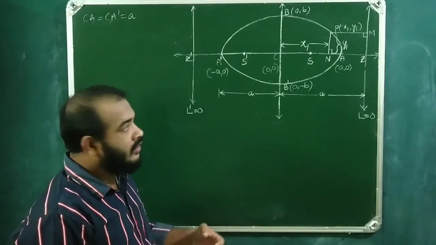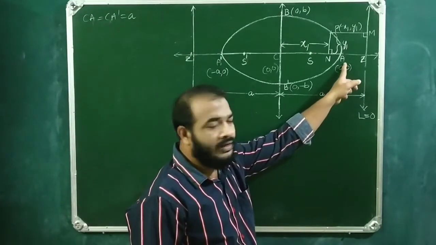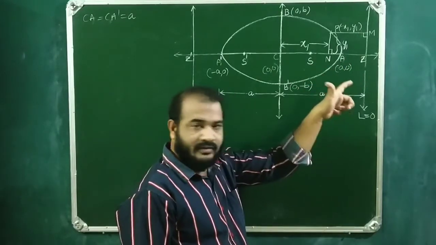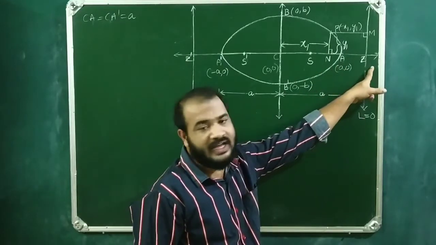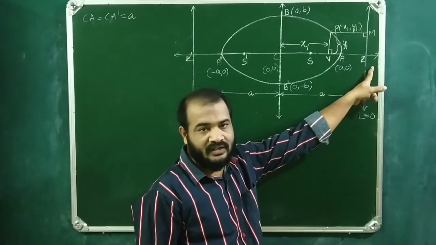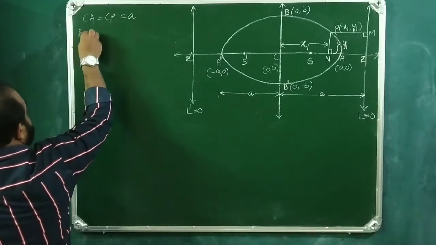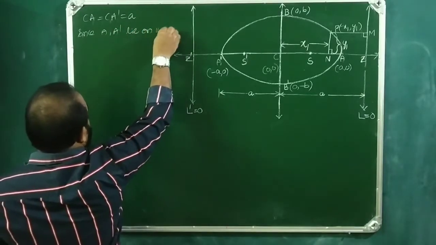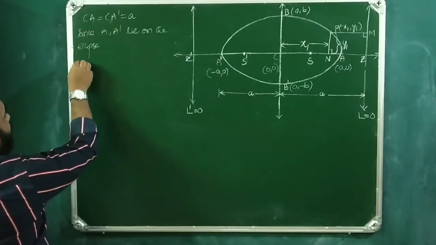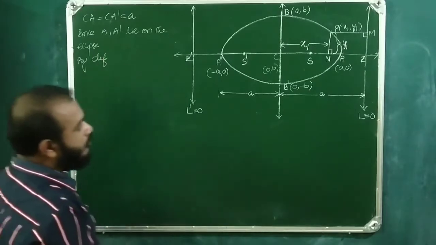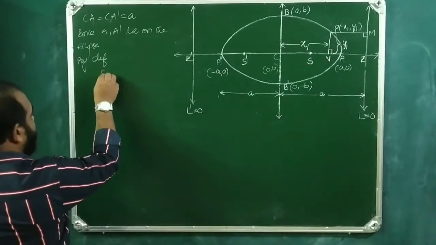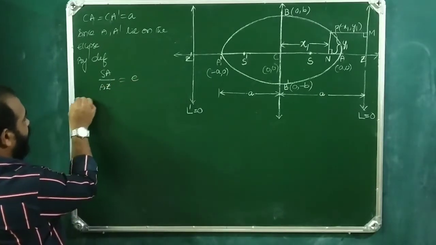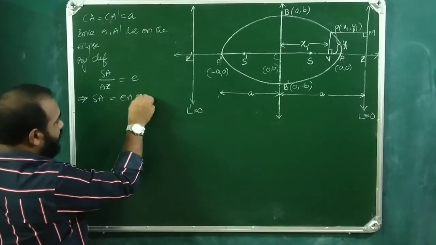What is the definition of a conic? For a point to lie on the conic, its distance from a fixed point, SA, by its distance from a fixed line, AZ, is equals to the eccentricity E. Since A comma A dash lie on the ellipse, by definition its distance from a fixed point SA by its distance from a fixed line, that is directrix, is equals to E. From this, SA is equals to E AZ. This is 1.